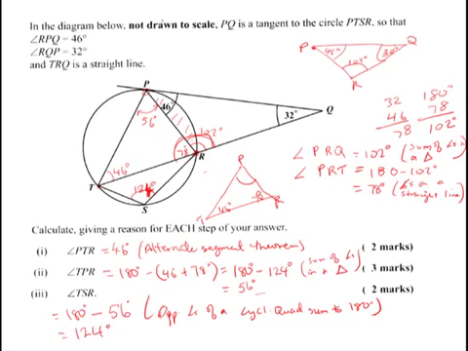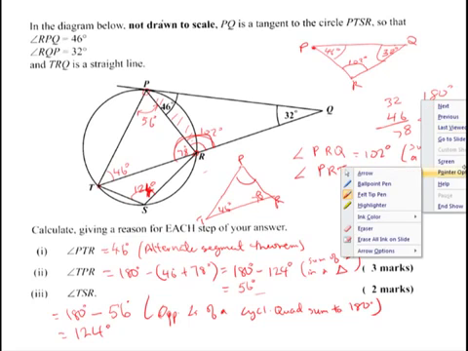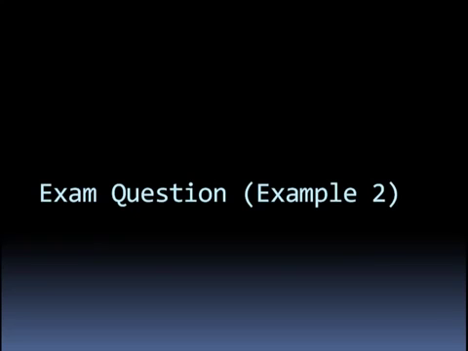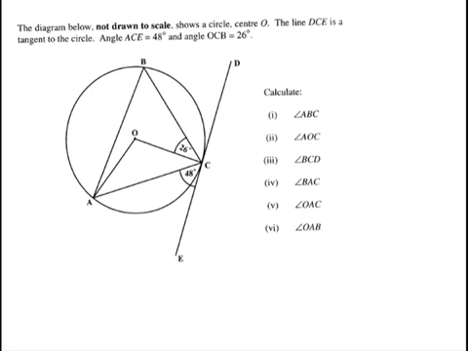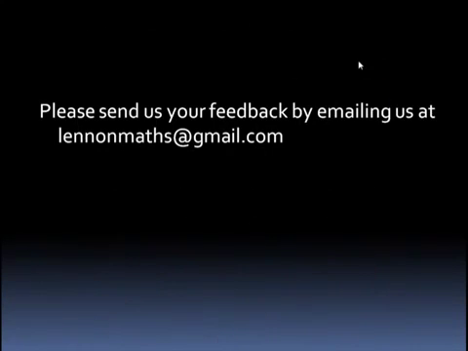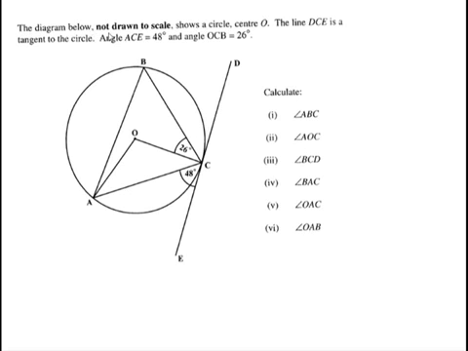Let's move on to the next question, the final question on circle theorems that I'll be showing you. Of course, you can always practice some extra questions. Exam question 2, the final one. The diagram below, not drawn to scale, shows a circle with center O. So we have to keep in mind they have a center. The line DCE is a tangent to the circle. Let's check it out: D to C to E, so it's indeed a straight line.